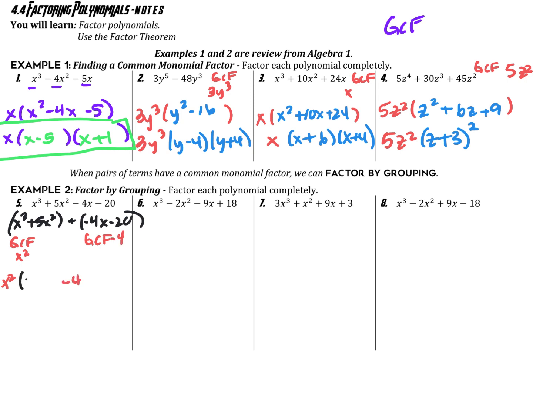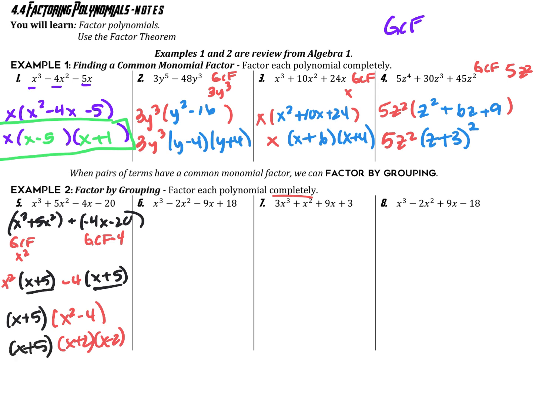And what's left if I factor x squared out is x plus 5. If I factor negative 4 out is x plus 5. We know we are correctly factoring by grouping since these 2 black sets of parentheses here match. So we're going to factor that out. And what's left is x squared minus 4. Now, anytime you get here, always ask yourself, can I factor more? Because we are factoring completely. And yes, we can factor more because x squared minus 4 is the difference of squares, and that factors to be x plus 2 times x minus 2.